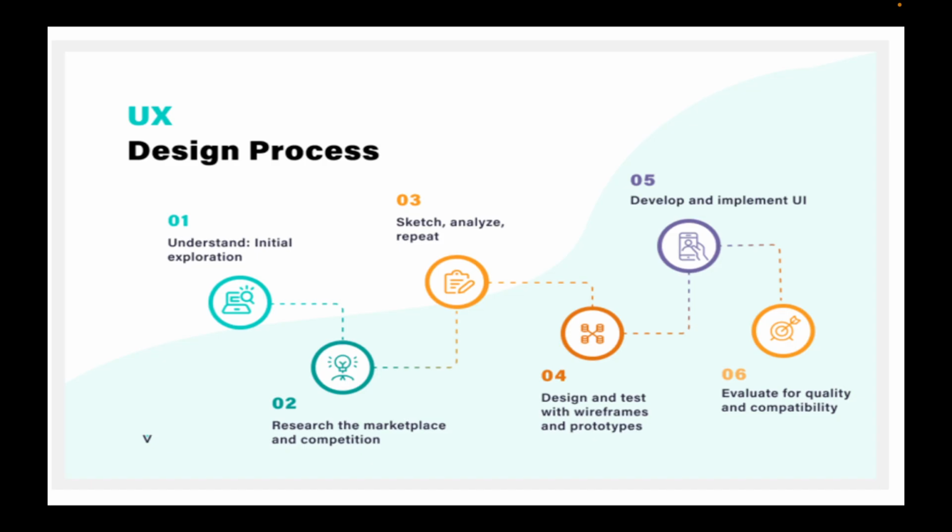Here we have the UX design process steps. Step 1, understand the initial exploration. Step 2, research the marketplace and competition. Step 3, sketch and analyze, and repeat. Step 4, design and test with wireframe and prototype. Step 5, develop and implement UI. Step 6, evaluate for quality and compatibility.